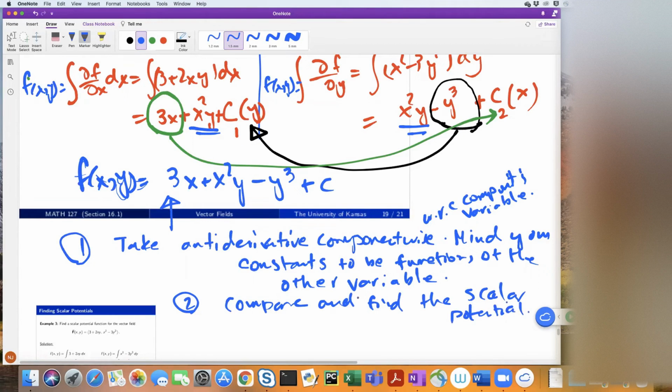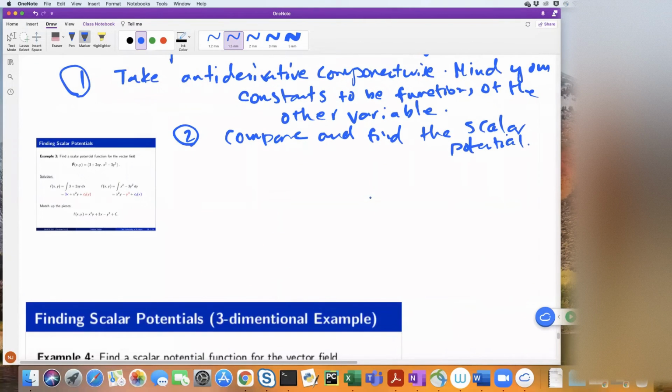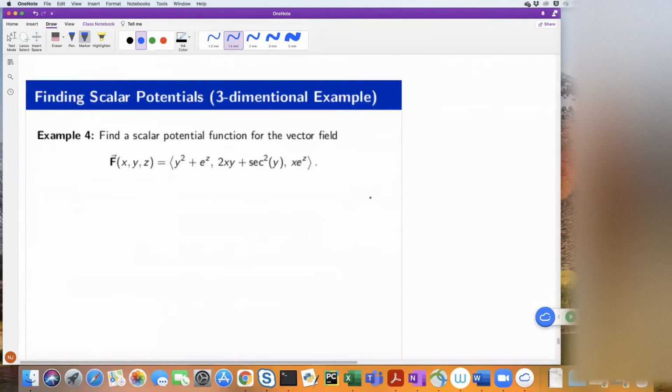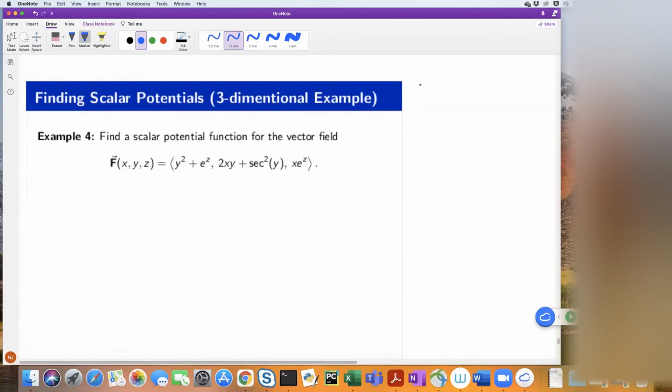So that was the method that we did basically. We took the antiderivative of each component with respect to the variable that matches that component. Now, what if I have functions of 3 variables? So again, I'm looking for the scalar potential. I'm looking for f of x, y, and z, the little f of x, y, and z, such that the gradient of f is going to be equal to the big F, right?